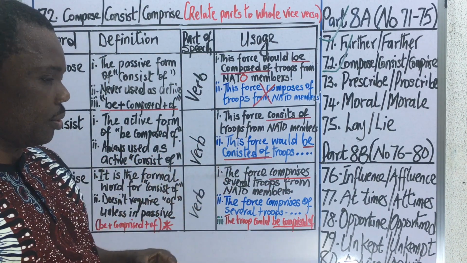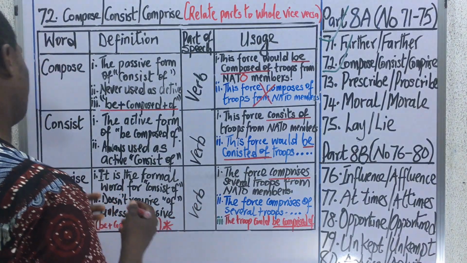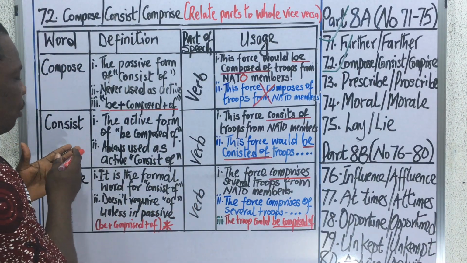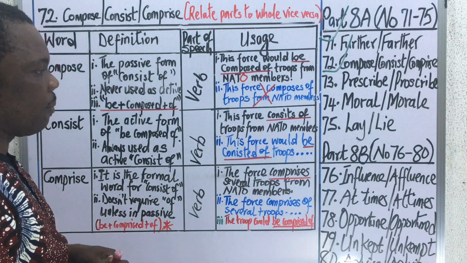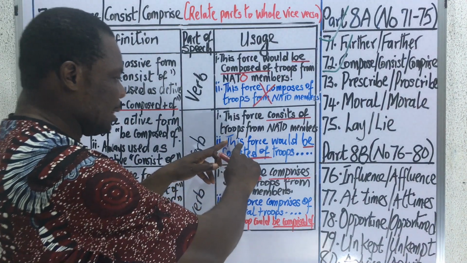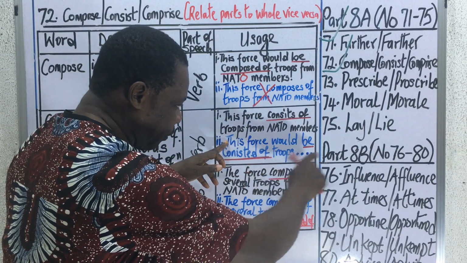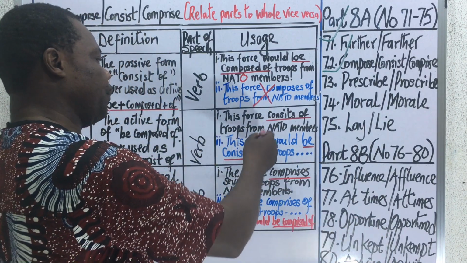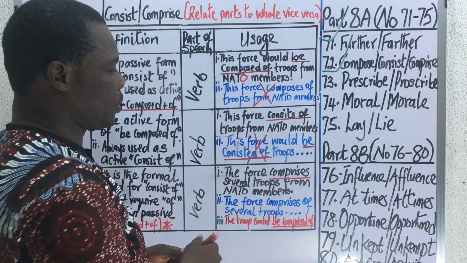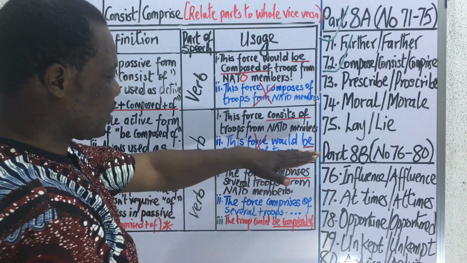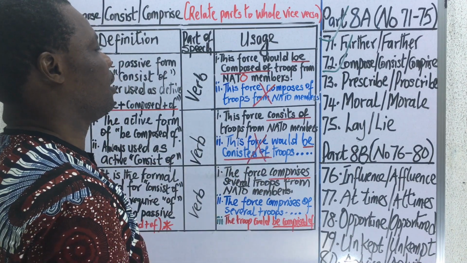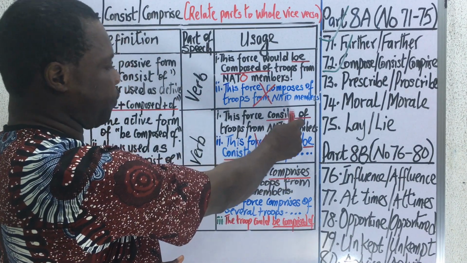That is a situation where someone might attempt to use it in the passive form. So if you say something like, this force would be consisted of troops. No. This expression does not exist in English. So there's nothing like would be consisted. No. Consisted of does not exist, but rather we have consist of.